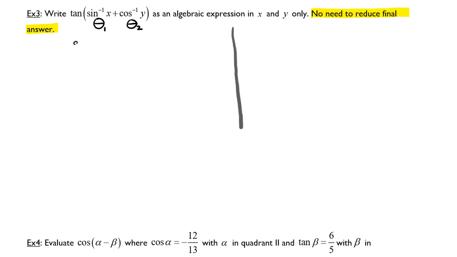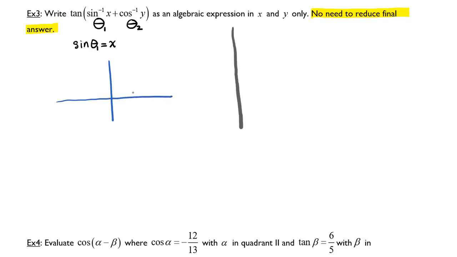Remember that if we have sine of theta sub 1 equaling x, then if we impose the arc sine or sine inverse on both sides, we will get theta sub 1 is equal to sine inverse of x. So we can take this statement here and sketch a triangle.